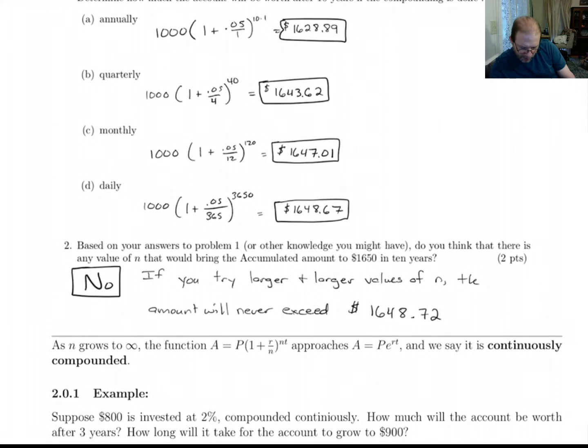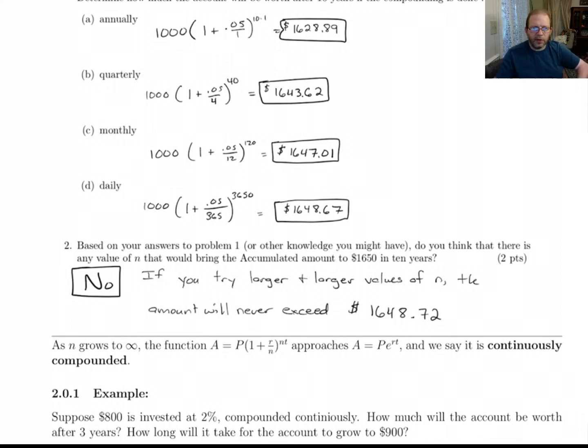If you take the period between compounding and shrink that down to 0, you get what's called continuously compounded interest. And that's the limiting case, and that's what we've got here. The formula for continuously compounded interest is accumulated amount is principal times e to the RT. And you might say, where does this come from? Well, if you take the formula here for compounded interest n times per year, and you let n run to infinity, you get this formula.